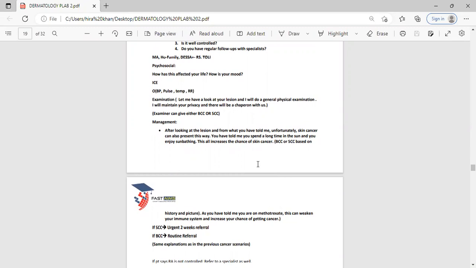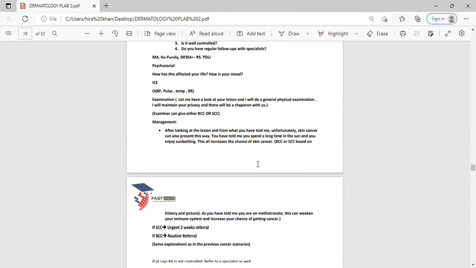So you have to mention here, well, after looking at the lesion and from what you have told me, unfortunately, skin cancer also presents this way. So I'm suspecting that you might have a cancer, but it could be something simple. But to be on the safe side, I need to refer you on an urgent basis to the dermatologist, depending upon if the picture says it's SCC or if the picture says it's BCC. But if you're still confused, then don't take the name, whether it is SCC or BCC. You can simply say, I'm going to make an urgent 2 weeks referral to the dermatologist if you are confused.